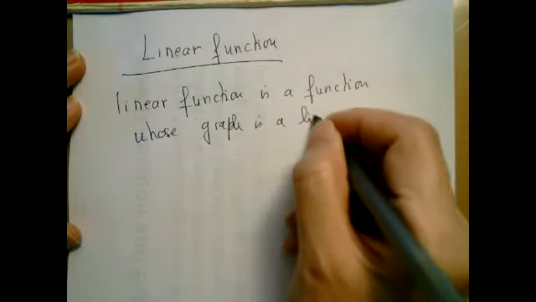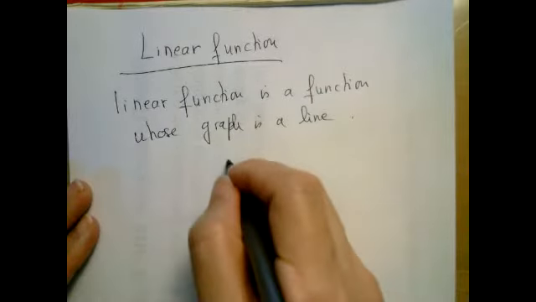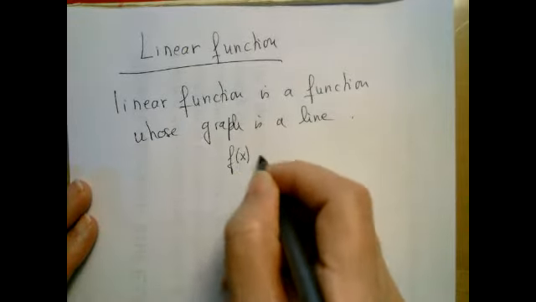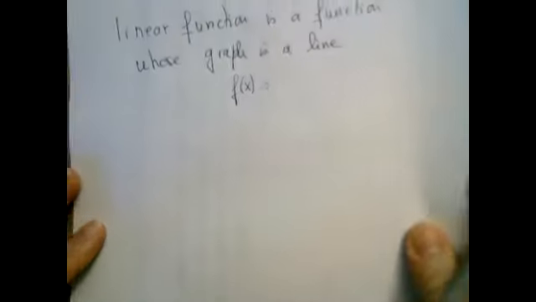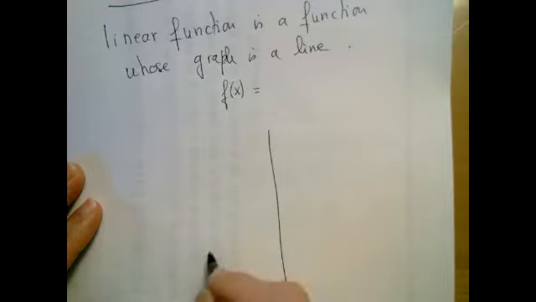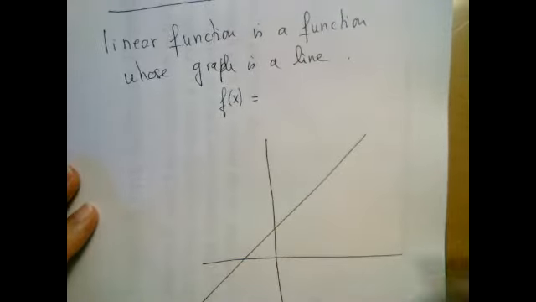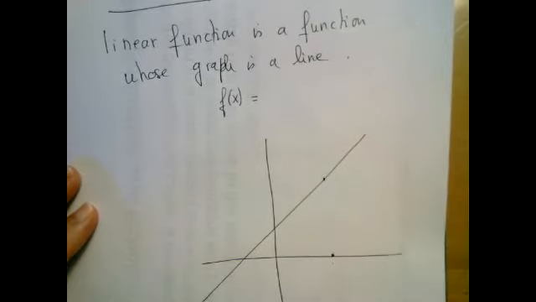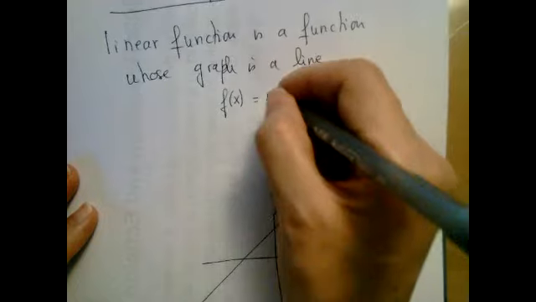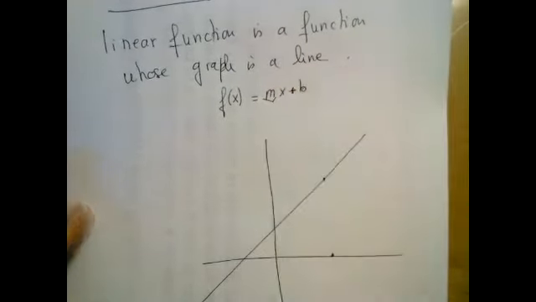And usually the formula for the linear function has the following form. So if you have a function and you graph it, you get a line. What's the form of the formula, so that if you know x, you can find the output f of x? As you all know, usually the formula is the slope times x plus b. Stuff you've seen since middle school.